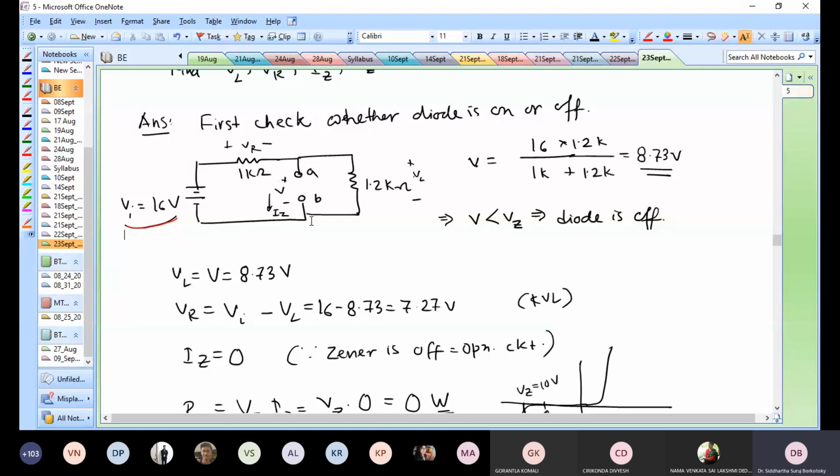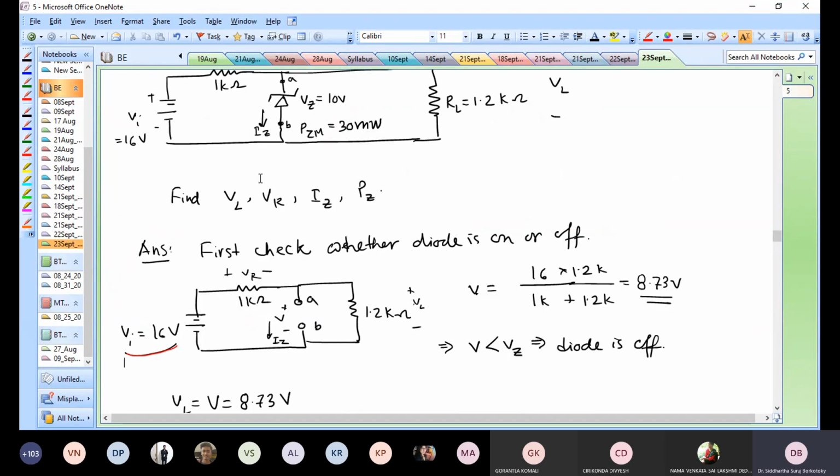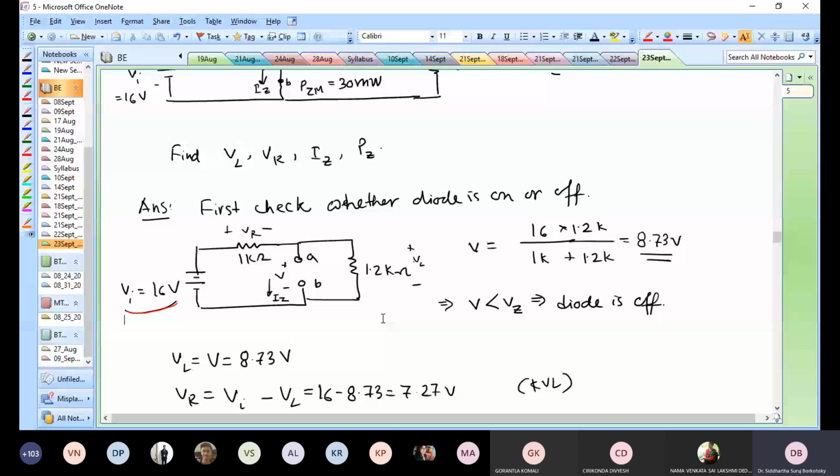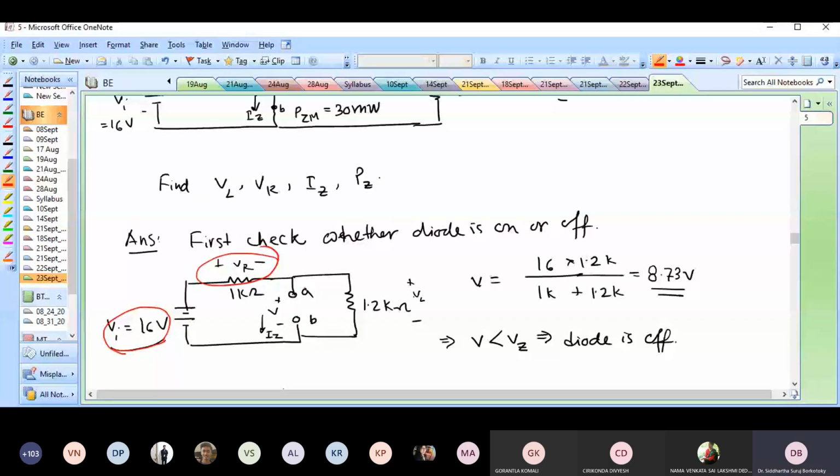What is VL now? The first question was, I wanted to find VL. VL is the voltage across the load. We have already found it, 8.73. What is VR? The voltage across the other resistor, this VR. This VR is just, if you apply KVL, the supply voltage minus the load voltage, VL. The supply voltage minus the load voltage would be VR, right?